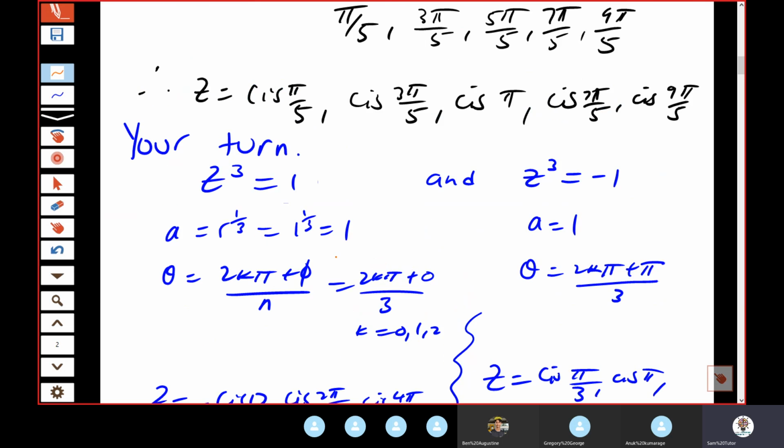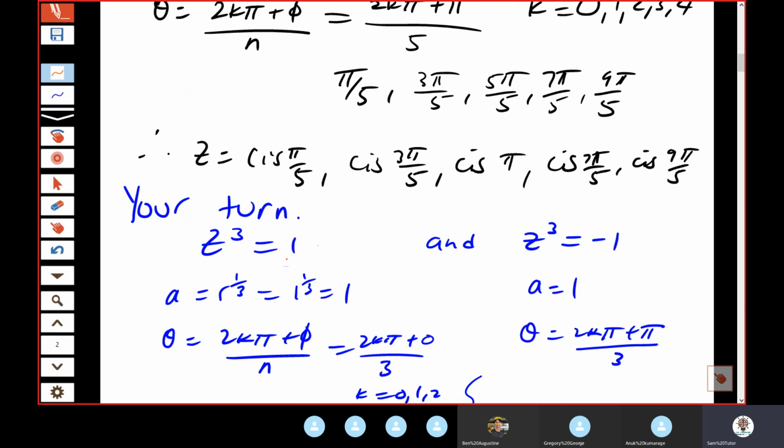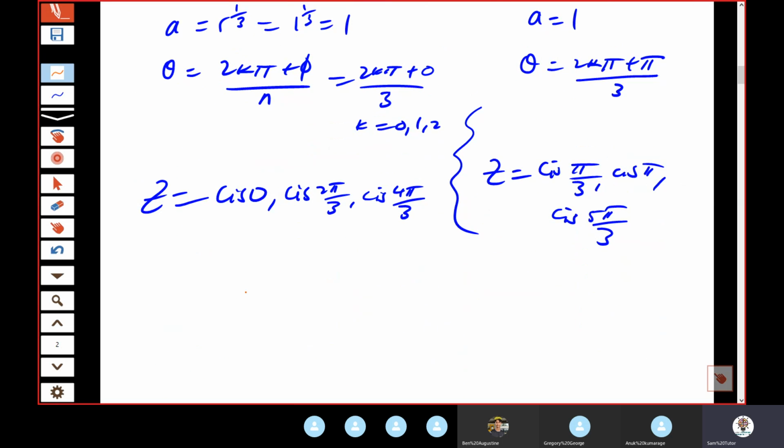Okay, the next bit of that previous question said, hence, graph it or sketch it, right? Let's do it for these ones. These ones are easier. Where's cis 0? Well, cis 0 is right here, isn't it? 1. Where's cis 2 pi on 3? Well, 2 pi on 3 is 120 degrees, somewhere there. And it's still got a distance of 1, so it's still the same length. And then where's cis 4 pi on 3?